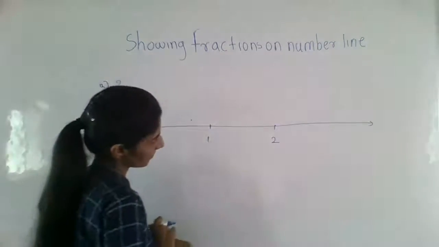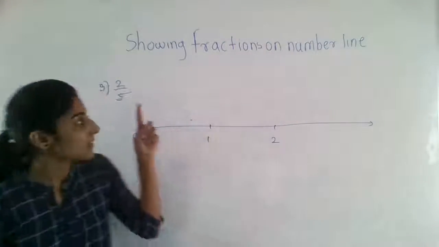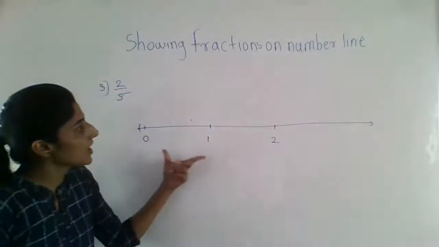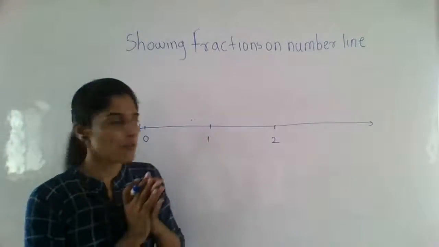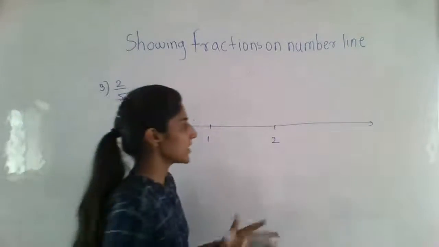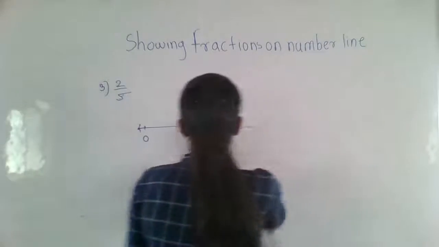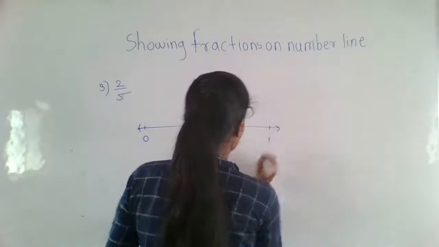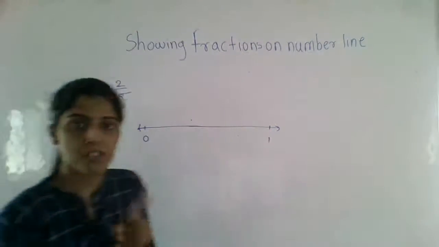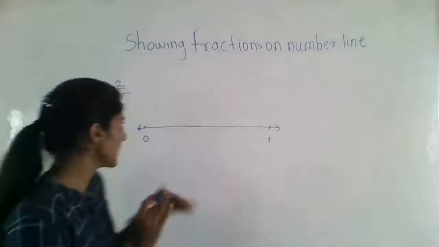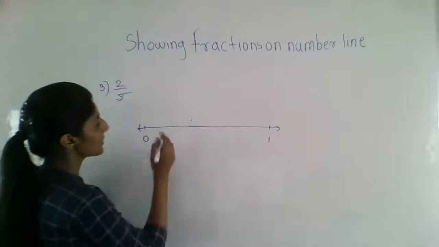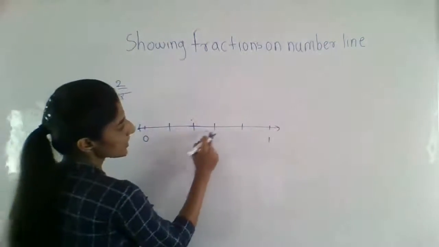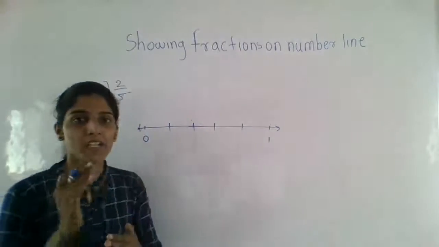Okay. Now we know that when the fraction is a proper fraction, it is always between 0 and 1. Therefore there is no need to write all these numbers or all these units. Therefore divide into 5 equal parts: 1 2 3 4, 1 2 3 4 5. That is our 5 equal parts.